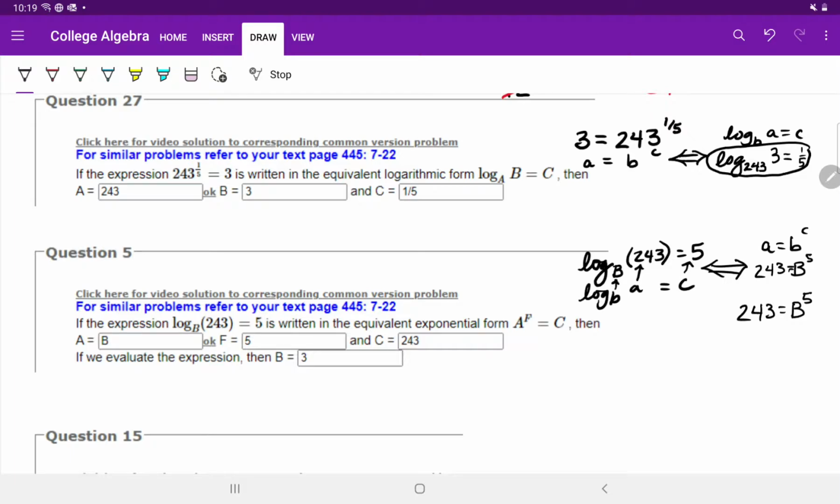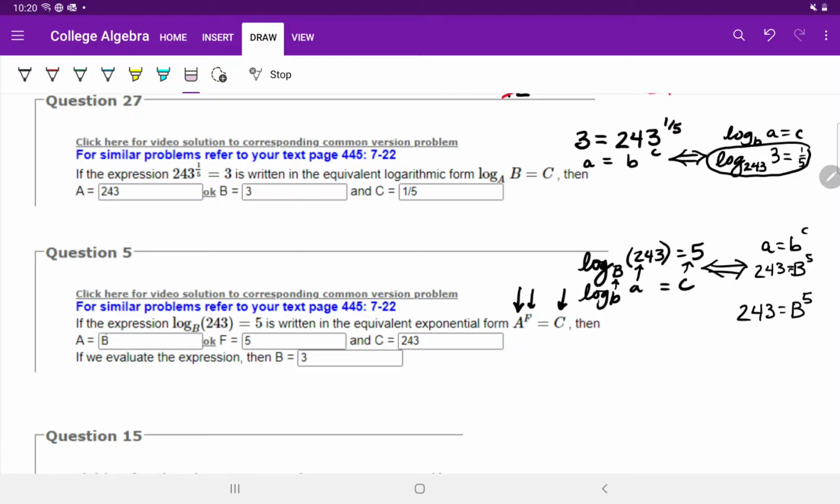So they're calling 243 C. Their base, they're calling B, which is here, it's an A, so what they're calling a is capital B. I don't know what their deal is with all these variables. And finally, their exponent is an f. Ours is a 5, so we would put 5 in for f. I think the hardest part of these problems is just going to be figuring out exactly what they're referring to with each one of their variables.